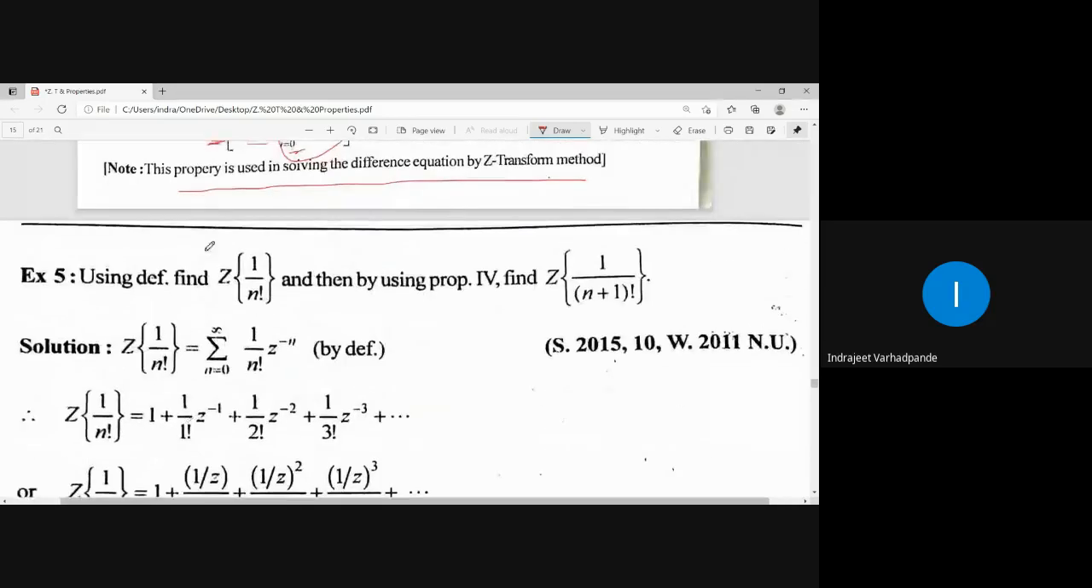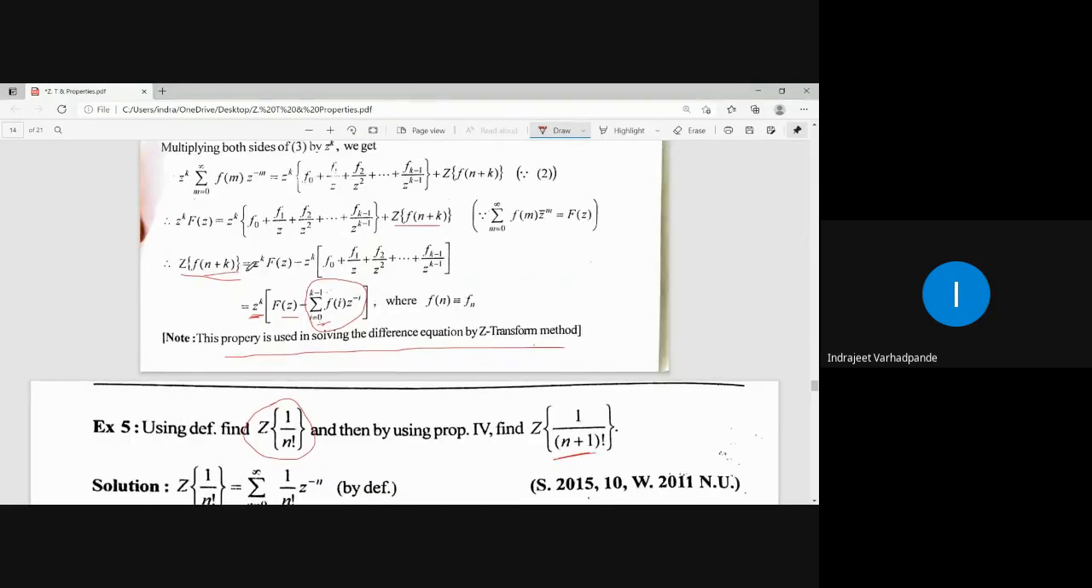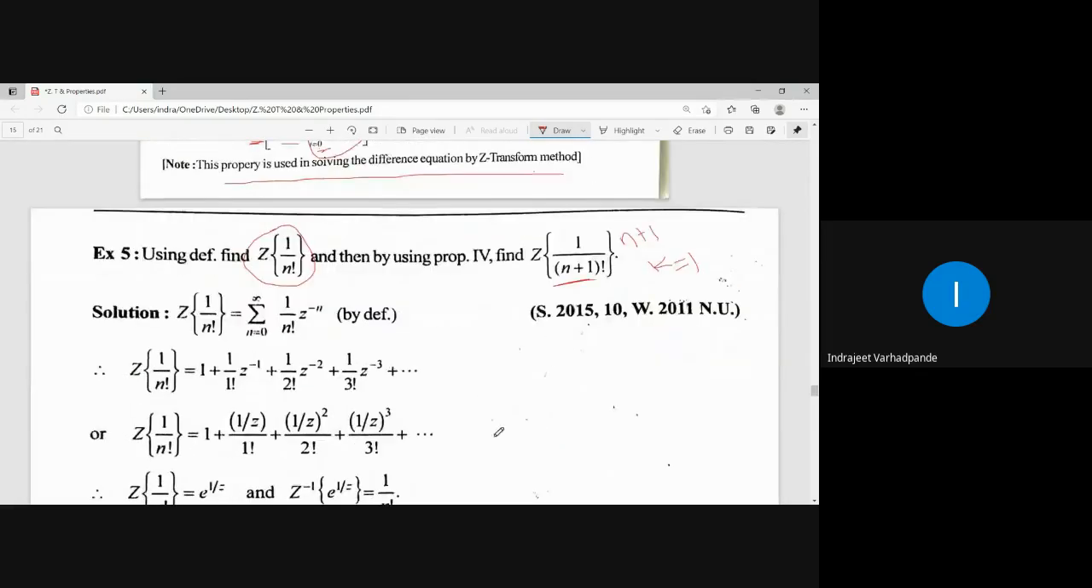So, one example immediately applicable to the shifting property to the left: find, using the definition, z of 1 upon n factorial, and using this property find z of 1 upon n plus 1 factorial. See, in place of n there is n plus k, so here in place of n there is n plus 1. So what is the value of k? You can observe or you can compare. It is k is equal to 1.